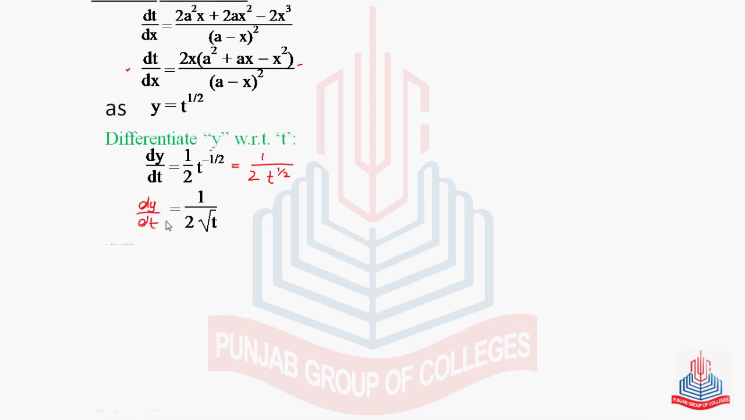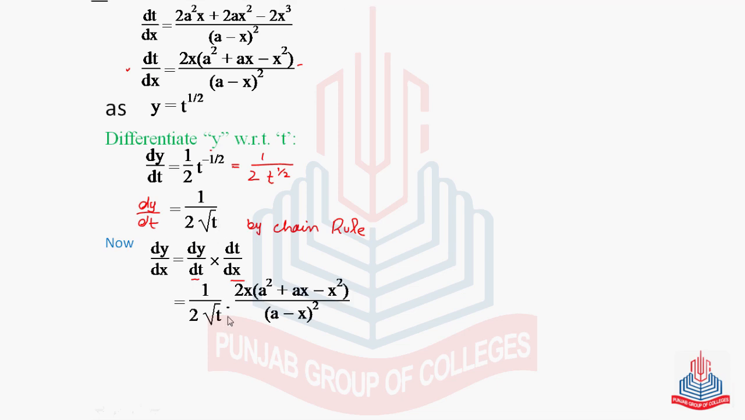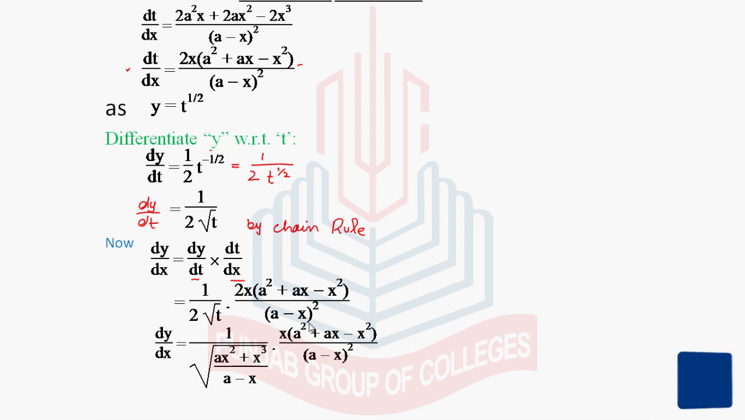By using our chain rule, this is dy by dx, and that will be equal to dy by dt and dt by dt by dx. We already calculated these two derivatives. Dy by dt is 1 over 2 square root of t into dt by dx is this one, 2x a square plus ax minus x square divided by a minus x whole square. Now we apply the value of t. This 2 will be cancelled out, and by substituting the value of t, which is ax square plus x cube divided by a minus x, into this is exactly the same thing from our previous step.